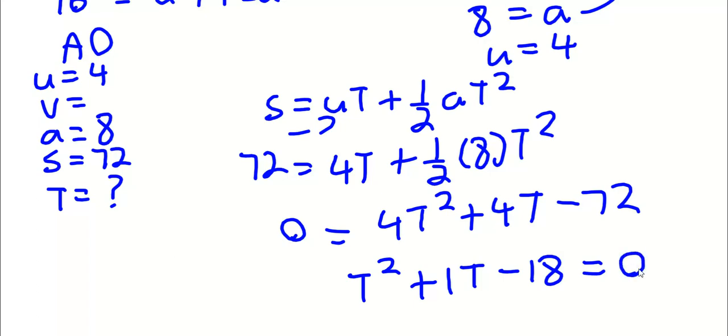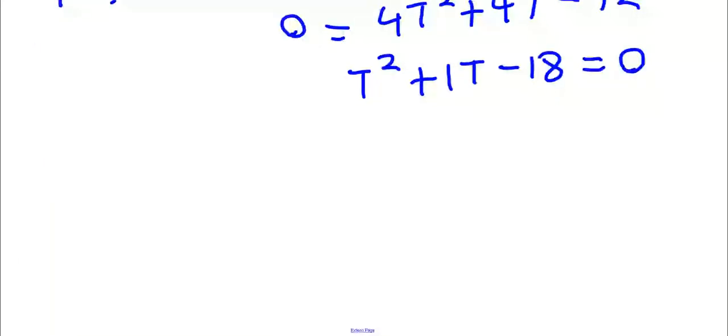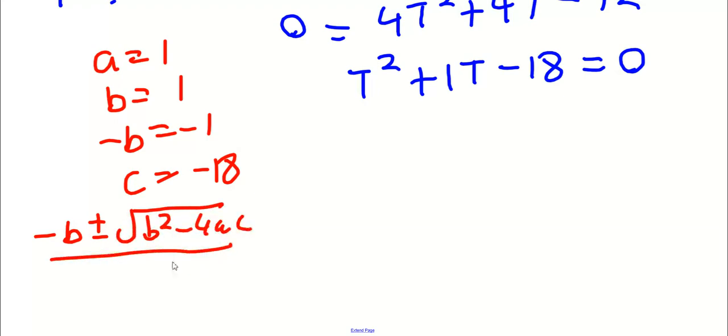Now, lads, in the question, it says to the nearest decimal place, doesn't it? Do you see that? That means we're going to use the minus b formula because it won't go evenly. There won't be good factors here. There are no factors that work. So we're going to use the minus b formula. So a is 1, b is 1, minus b is minus 1, c is minus 18. Put it into the minus b formula, all over 2a.